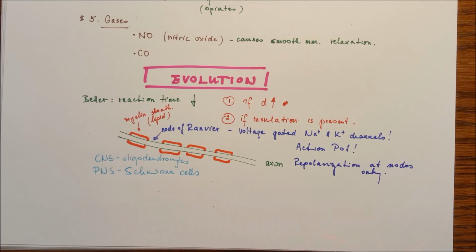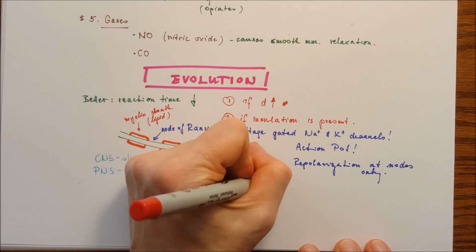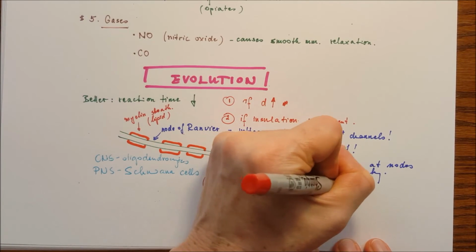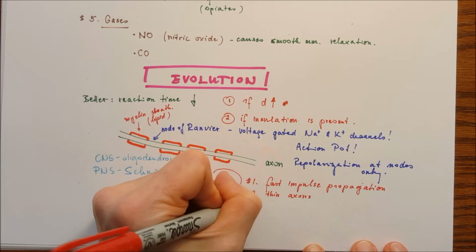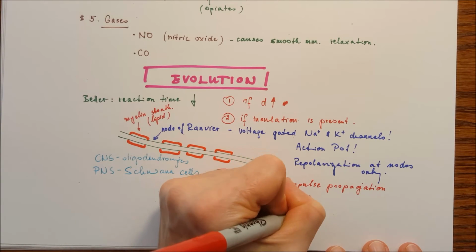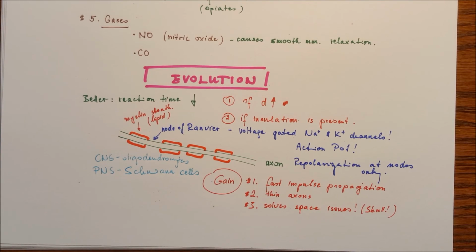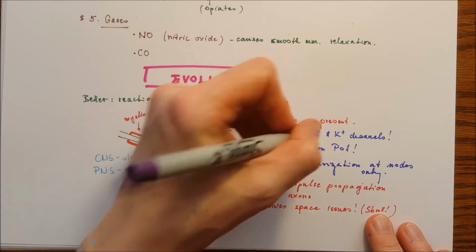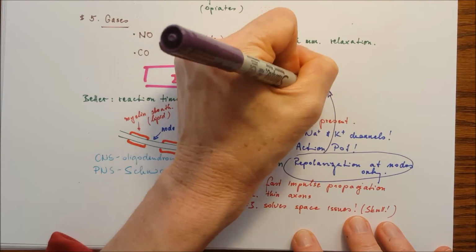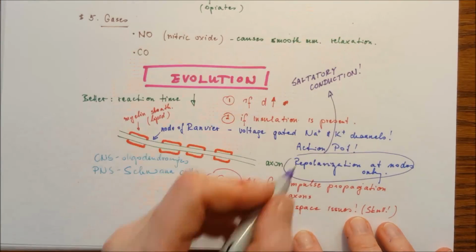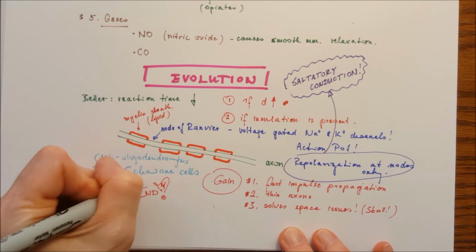Depolarization as well as repolarization happens at the nodes. And the gain, what we get, is fast impulse propagation. The axons can be thin and they solve space issues like in the brain. Now, because only the depolarization goes from node to node, we call it saltatory conduction of the impulse. And this really makes the reaction time very low.